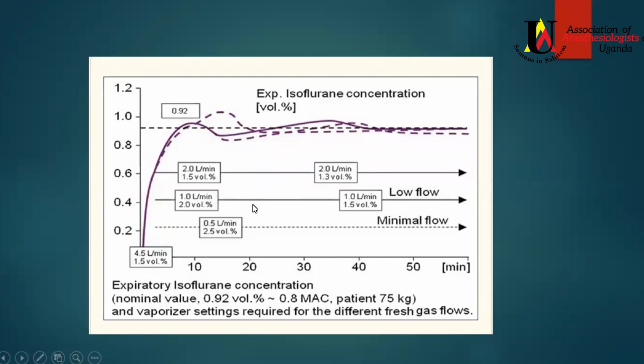You notice the lower the flow, the higher the vaporizer setting, because you have to compensate for the reduced agent and the time constants. So at 1 liter, you go to 2, and then 1.5. Okay. At 0.5, the vaporizer settings have to be changed to 2.5 so that you are able to give the same amount of agent as you would if you set it at 1.3 and you're running 2 liters.